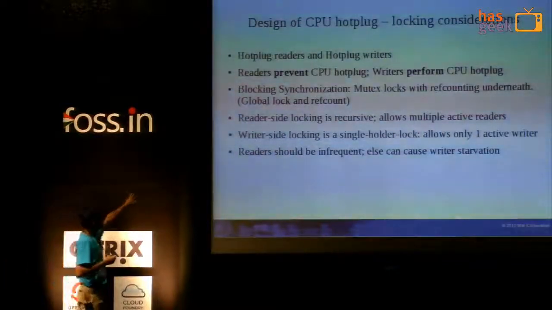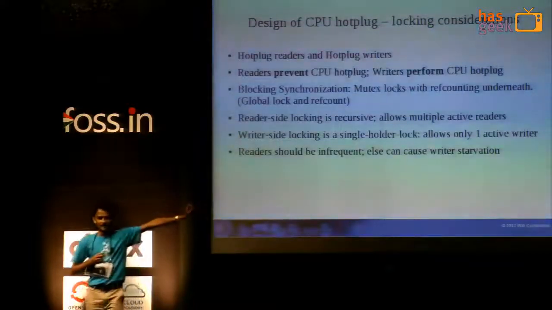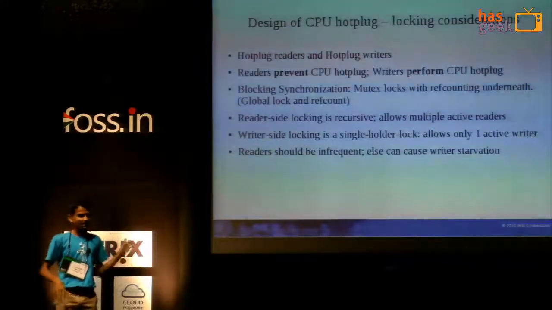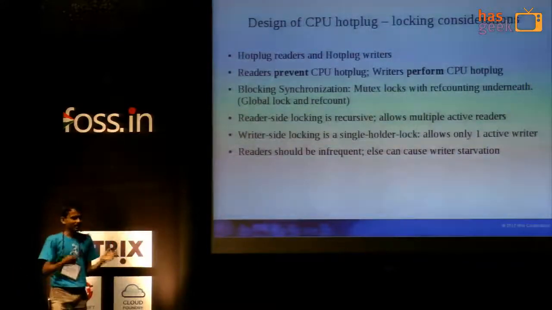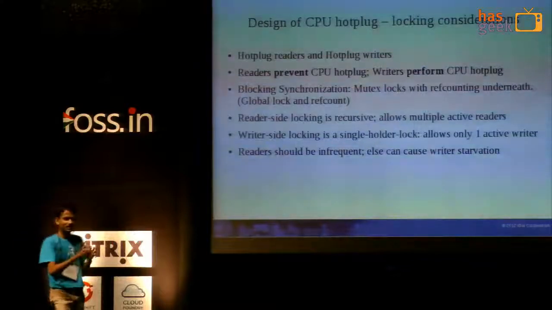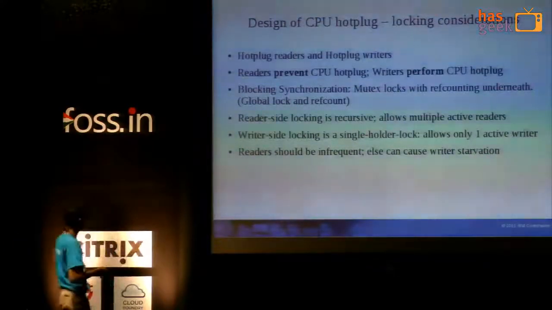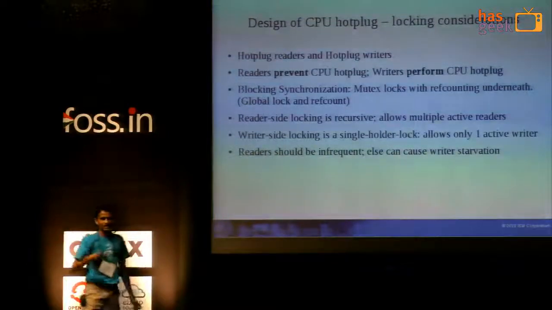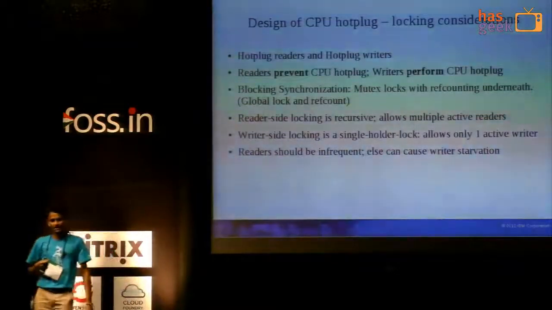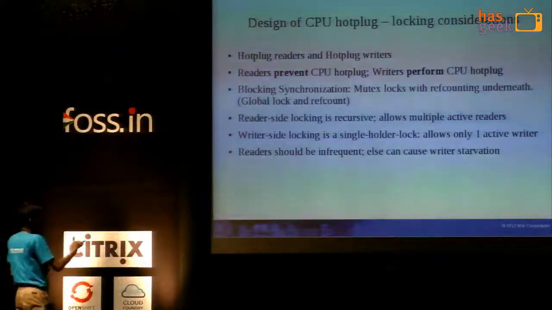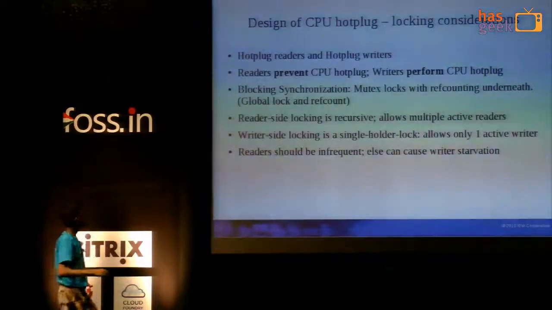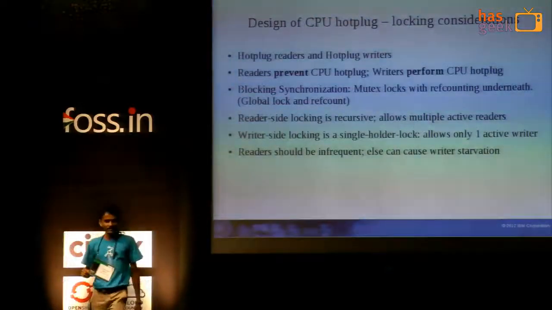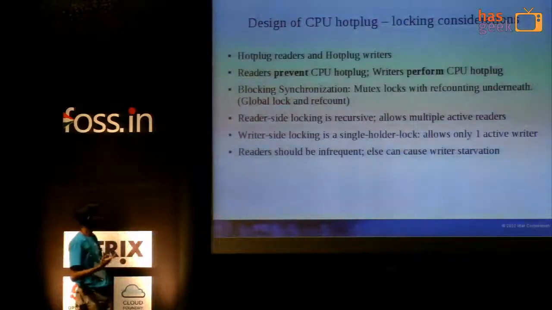So what you do is, reader locking allows multiple active readers. So 10 people say I don't want hot plug at this time. You block the hot plug writer. All readers can continue at the same time. If they need synchronization, that locking will come from outside of the hot plug core. So the ref counting underneath is what helps you do recursive reader locking as well as multiple active readers. And when a reader is active, the writer won't be active. He'll wait. And you can have only one active writer. So that is the single holder lock.